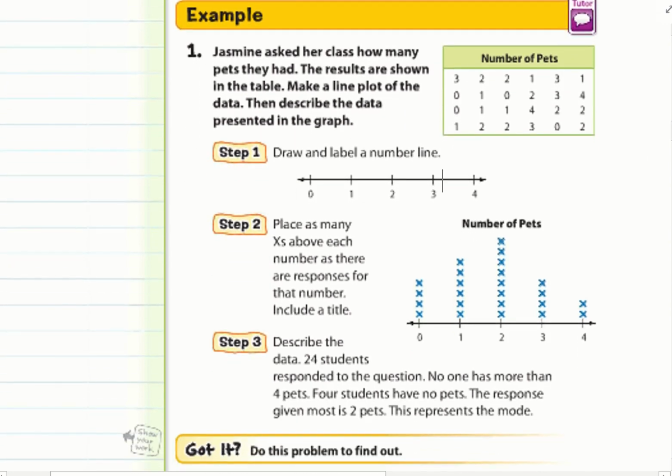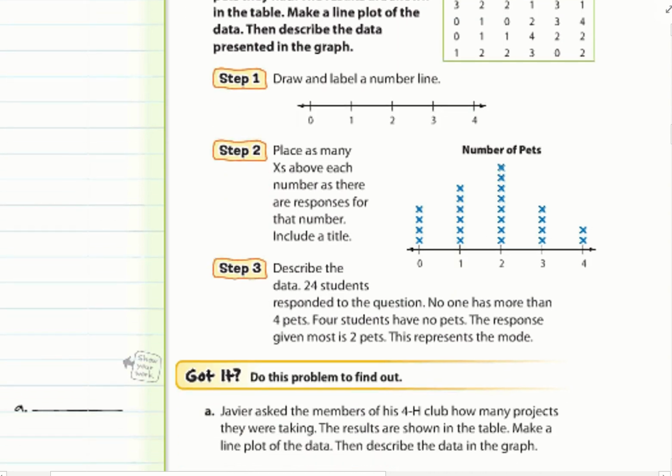So she made a number line, 1, 2, 3, and 4. It says place as many X's above each number as there are responses. So she has 4 zeros. She has 1, 2, 3, 4, 5, 6 1's, 8 2's, 4 3's, and 2 4's.